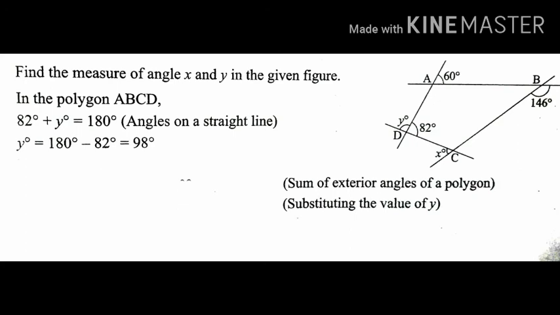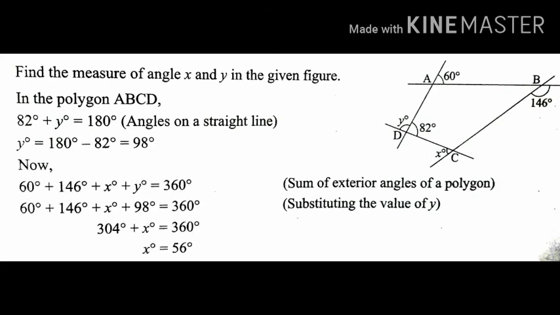If you look at this, 82 degrees and y degrees form a linear pair, an angle on a straight line. From that, if you find y degrees, after subtraction 180 degrees minus 82 is equal to 98. Now if you look at all the exterior angles here: 60 degrees, y degrees, x degrees, 146 degrees.